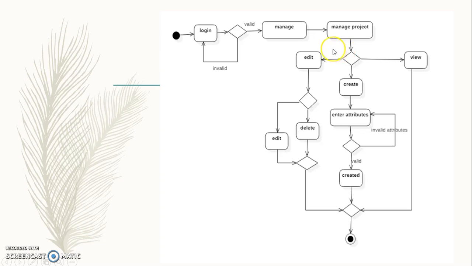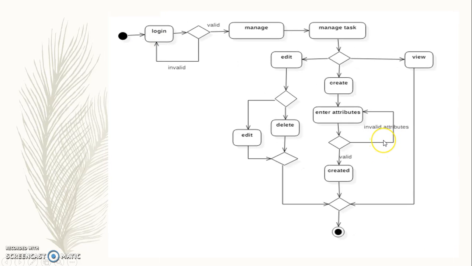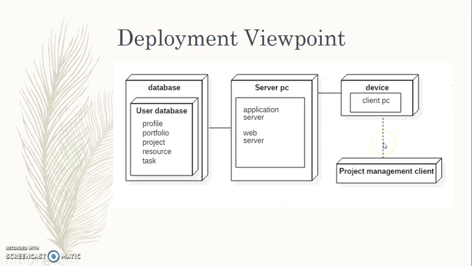This is the manage project. The diagram is the same as the manage portfolio because the flow is the same. Manage project, manage resource, manage task. All these three are the same as the manage portfolio flow.